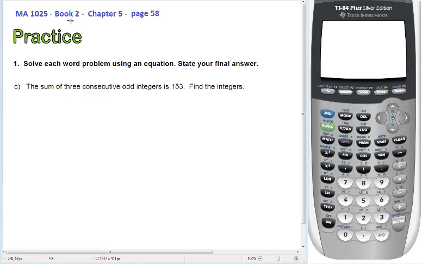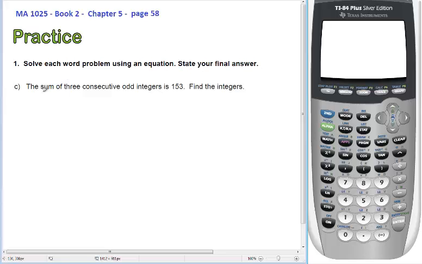That's in chapter 5 of book 2 of your Math 1025 booklets. And this one is asking us to solve each word problem using an equation. Set up an equation and solve the word problem, and state your final answer. State your final answer means it's a word problem, so state your final answer in words, okay? And we'll talk about that at the end.